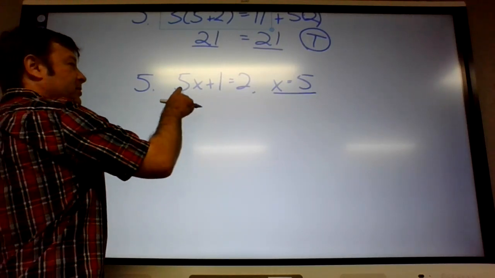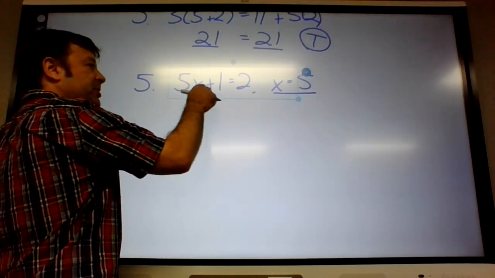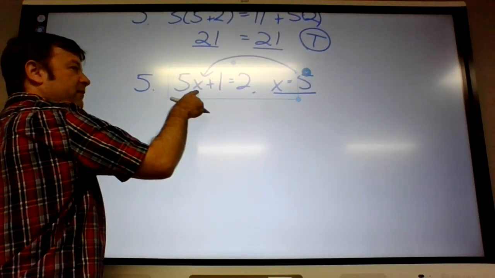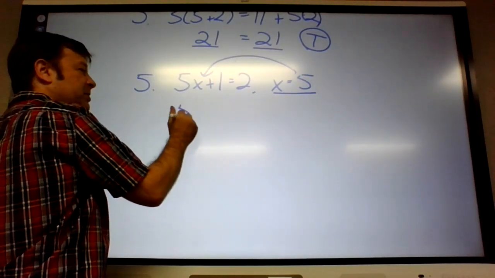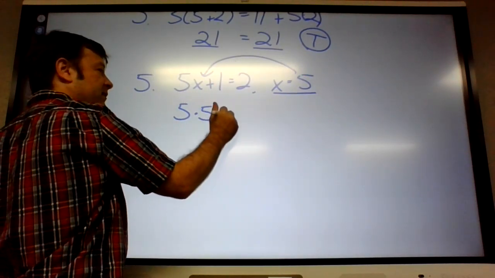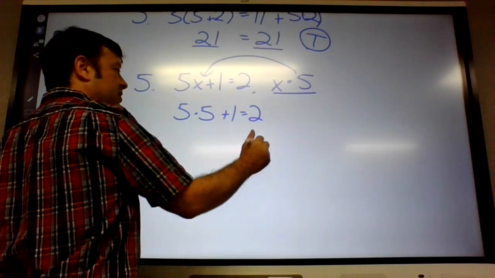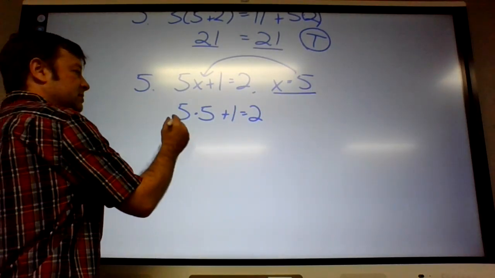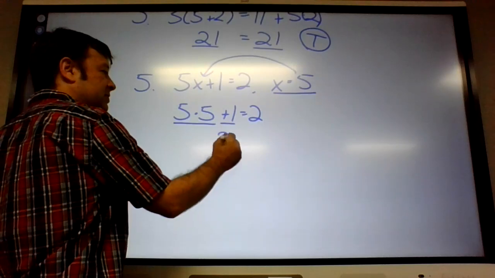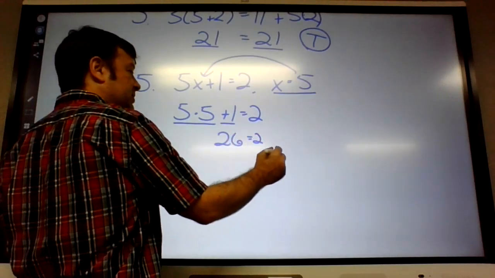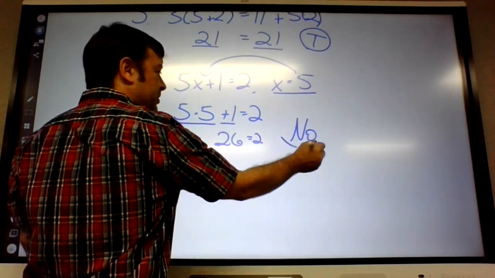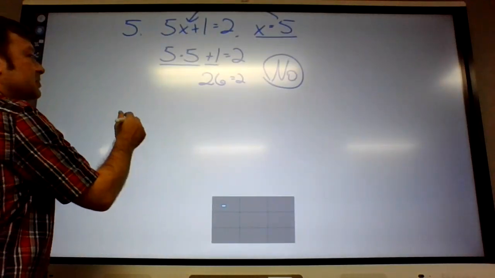So if I plug this in, what's 5 next to the x mean? Times x. So if I plug in x is 5, this would be 5 times 5 plus 1 equals 2. Is that true or false? False. No. That'd be like 26. So you can put false. They put no in this section.